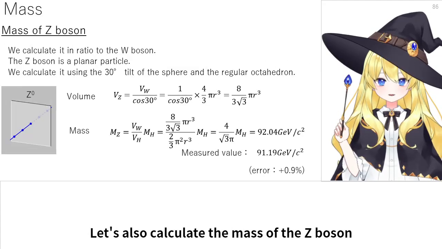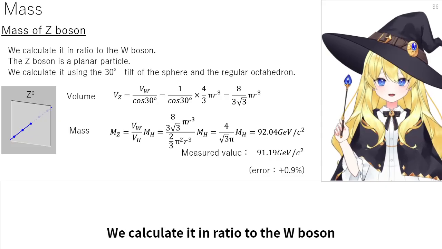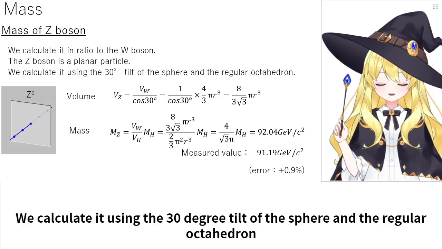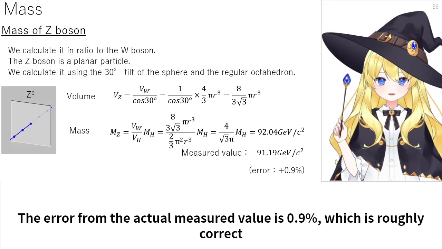Let's also calculate the mass of the Z boson. We calculate it in ratio to the W boson. The Z boson is a planar particle. We calculate it using the 30-degree tilt of the sphere and the regular octahedron. The error from the actual measured value is 0.9%, which is roughly correct.